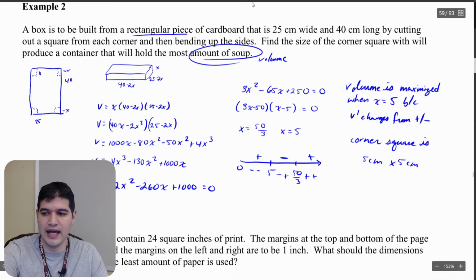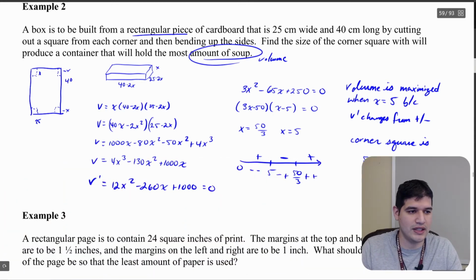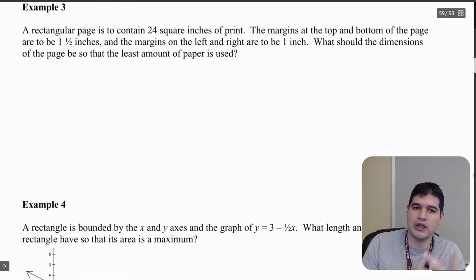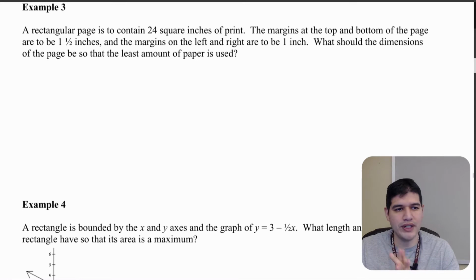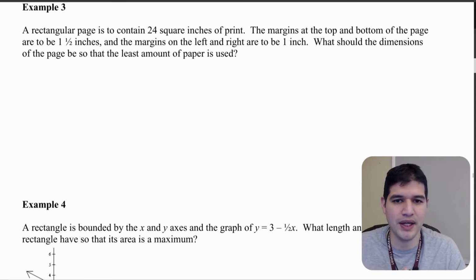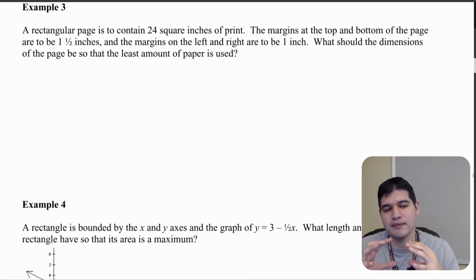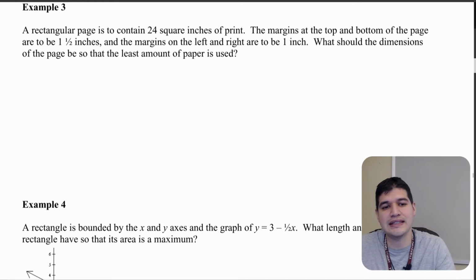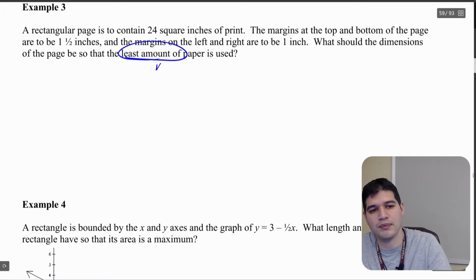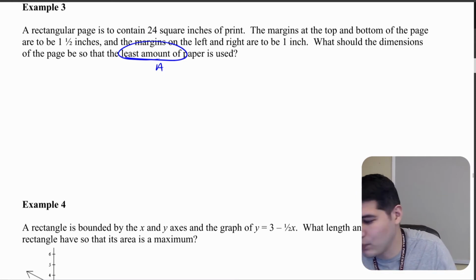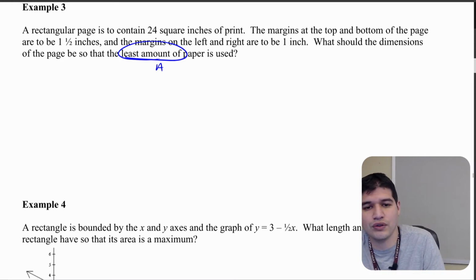All right, let's go ahead and begin looking at our next problem. We have a rectangular page that is going to contain 24 square inches of print. The margins at the top and bottom of the page are to be 1.5 inches, and the left and right are going to be 1 inch. What should the dimensions of the page be so that the least amount of paper is used? So least amount of paper, and we're talking about area because we want to make sure that we're not wasting paper. We need to save those resources. So we know we're going to want a minimum.